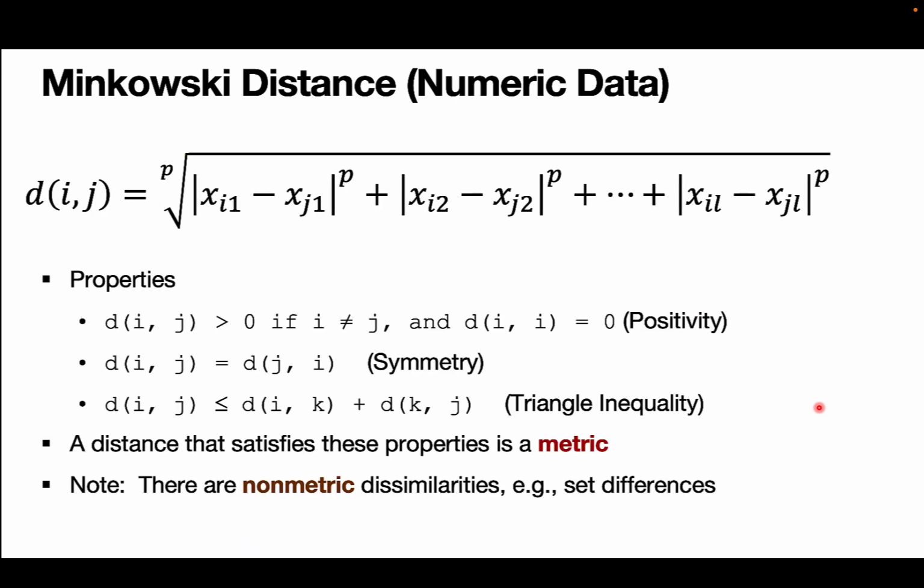Some properties here: no matter what the p-value we are using, the distance is going to be positive, symmetric, and satisfies the triangle inequality. In general, any distance that satisfies these properties is called a metric, but at the same time, it's not necessary for every distance measure to be a metric. In fact, there are some dissimilarity measures that violate one or more of those properties.